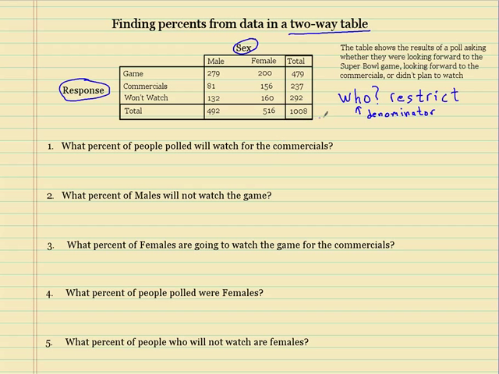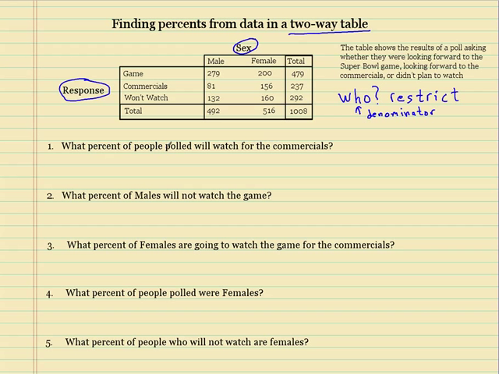Here's our two-way table. For example, we asked 1,008 people, 492 of them were males, 516 were females. So there's a little bit more females than males, and this was the total of people who wanted to watch the game or the commercials. 292 of these people are not going to watch. Whenever you read a problem like this, you want to restrict the who. Get comfortable at being able to tell who we are interested in.